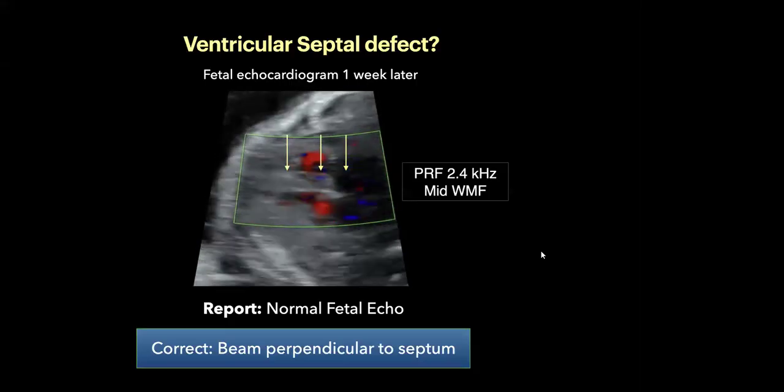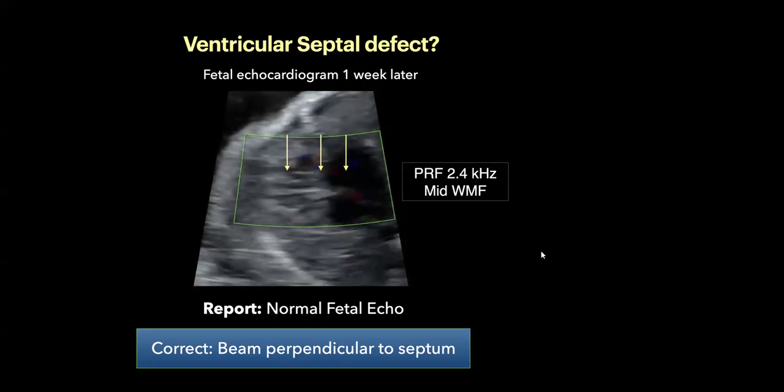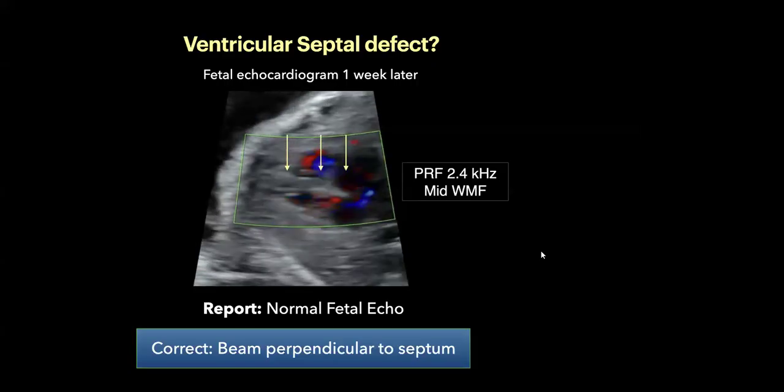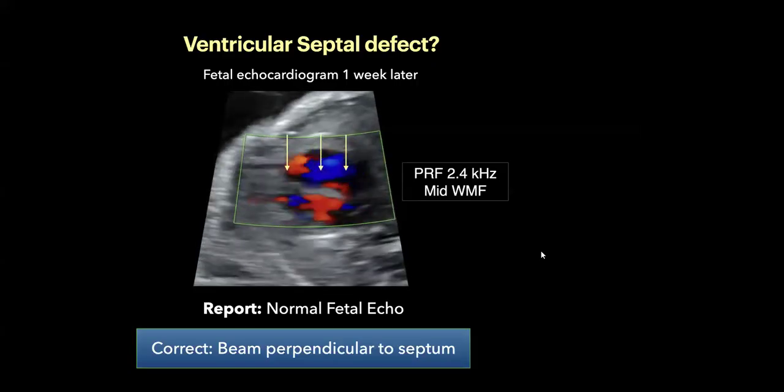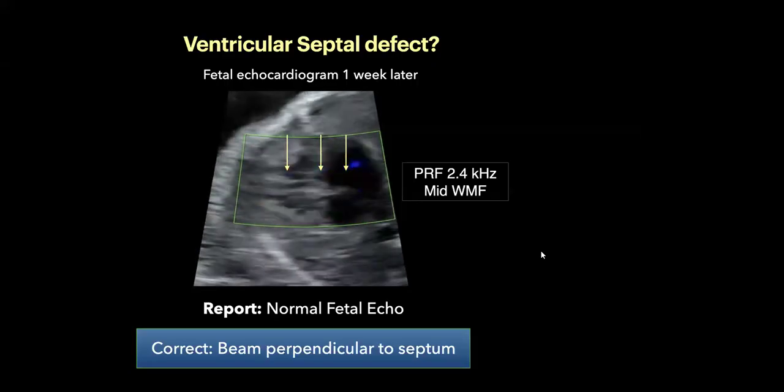So really, optimize your angle of insonation. Ask yourself what you're looking for. If you're looking at the interventricular septum, you want to be perpendicular to the interventricular septum. If you're looking for the assessment of the AV valves, you want to be perpendicular to the AV valves.